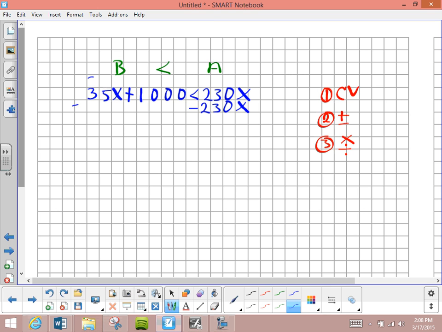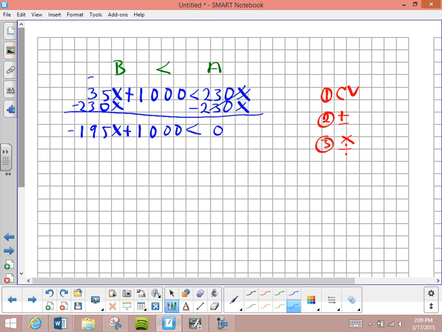So we're going to do the same thing here. And you're going to get a negative number, which is perfectly fine. This gives me 0, correct? Bring down the sign. 1,000. And you get what? Negative 195x.